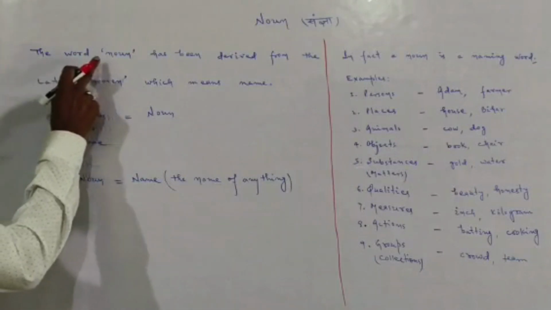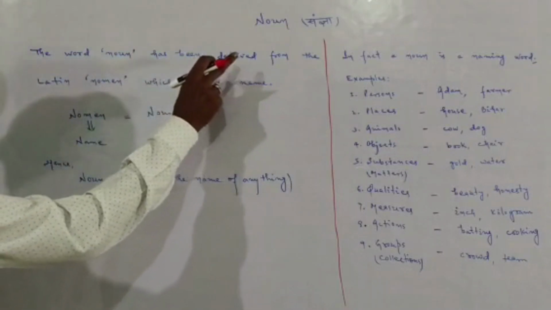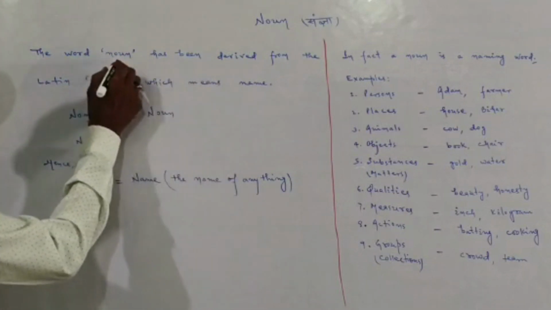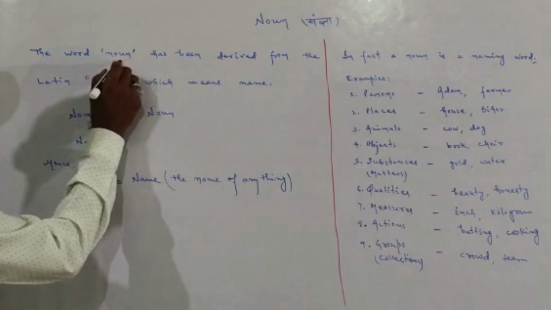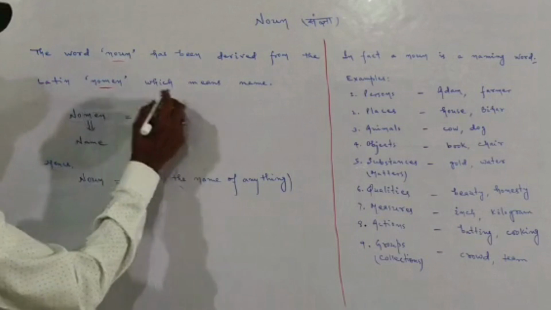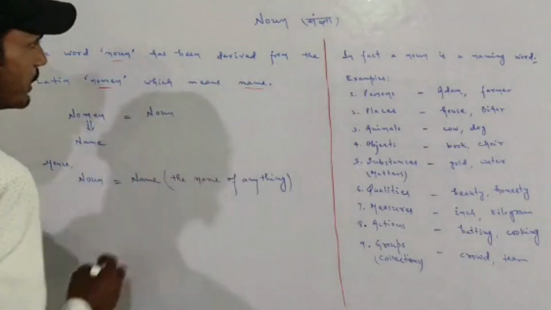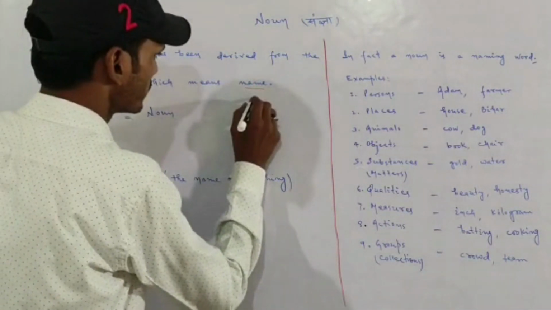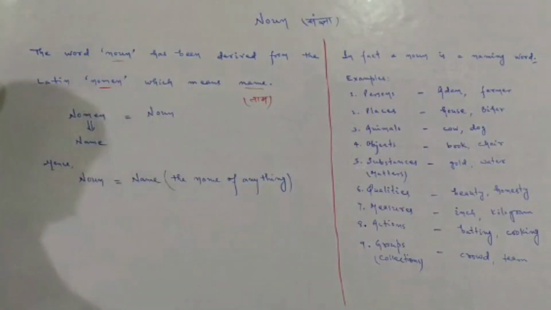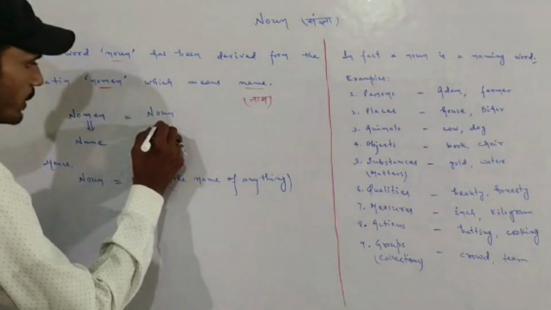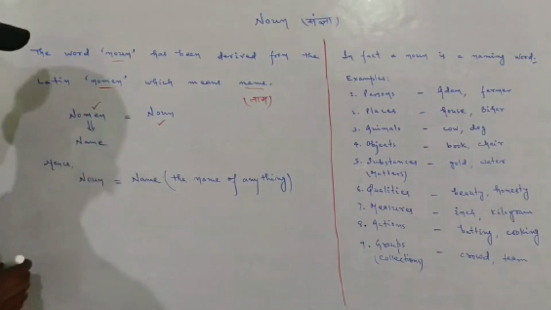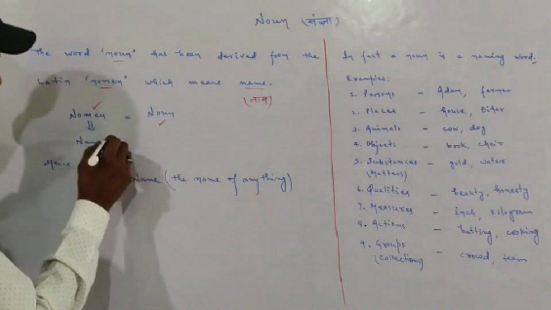The word noun has been derived from the Latin nomen which means name. यानी शब्द नॉन लैटिन भाषा के नोमेन से बना है जिसका अर्थ होता है नेम यानी नाम. In other words, we can say that the word noun is similar to the Latin nomen which means name.